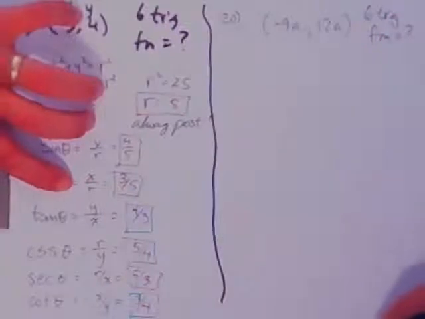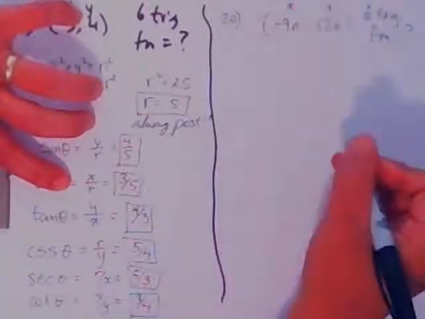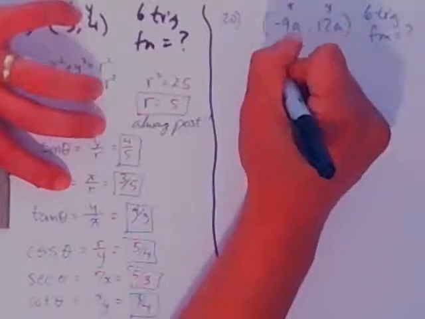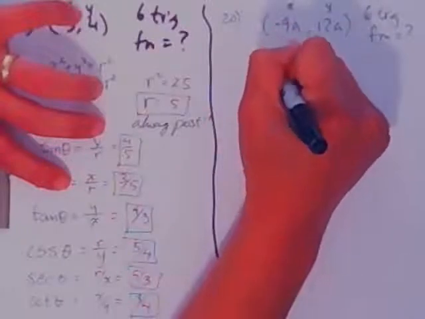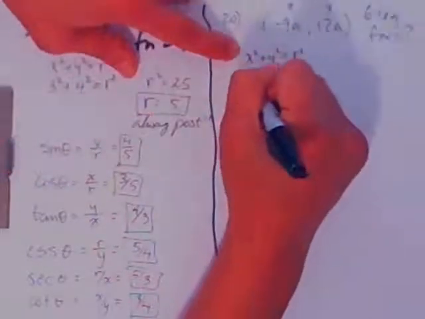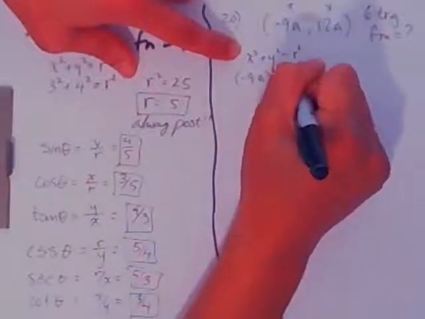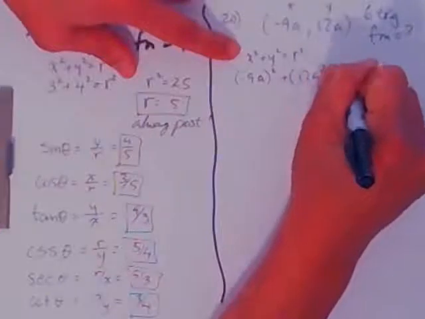Okay, I think you can see that. So first thing I'm going to do is label it x and label it y right there. And the second thing we're going to do is go x squared plus y squared is equal to r squared. X is negative 9a, squared, plus y, 12a quantity squared, is equal to r squared.